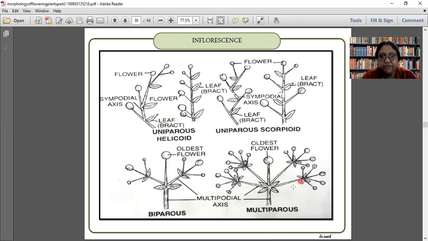This is multiparous, the example I have given, and this is biparous, the example I talked about, and this is multiparous. So for cymose fewer options are there, that's why they can be classified only majorly into these types: uniparous, helicoid, scorpioid, biparous, and multiparous.